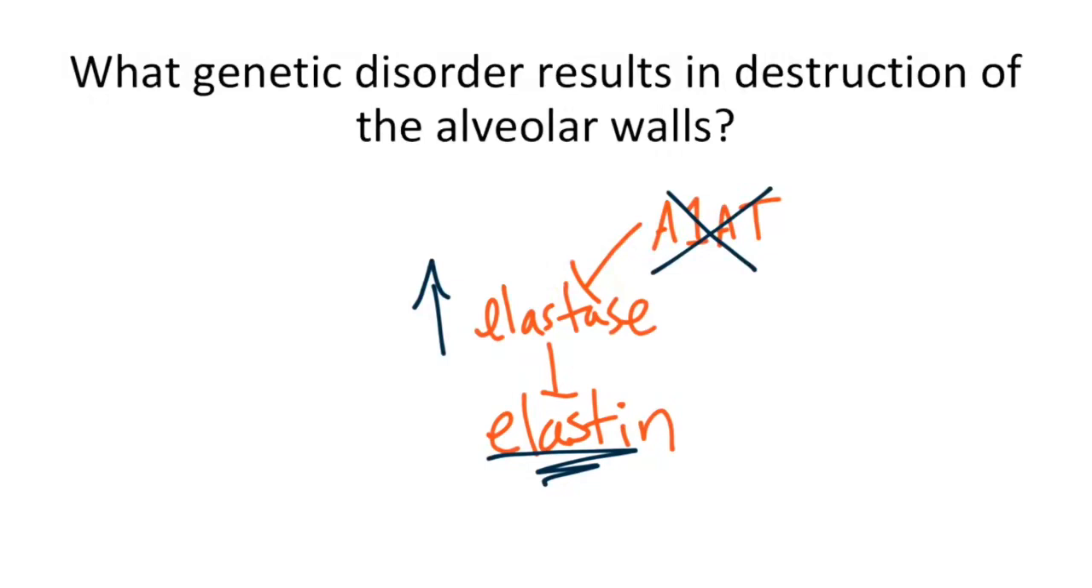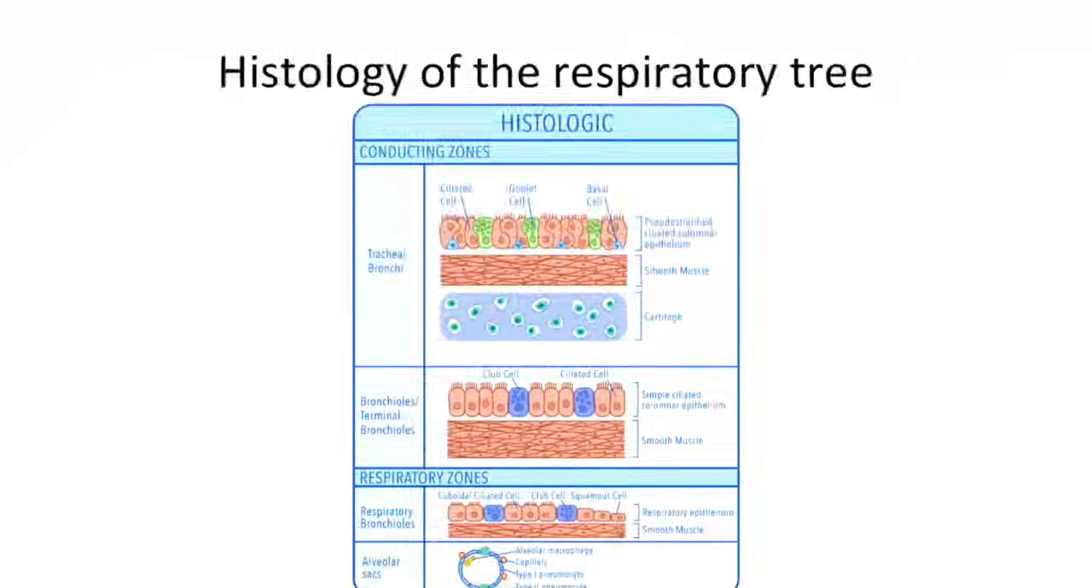Okay, let's move on to the histology of the respiratory tree. This is figure 3.2 from your text, which shows the normal histology of the respiratory tree. Let's talk about the conducting zone first.